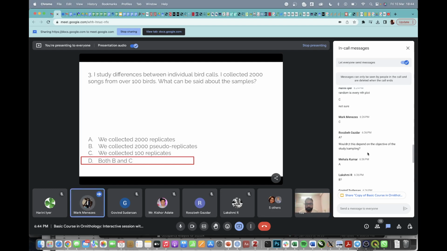Maybe I'm getting this wrong, but what I remember, he said if you have one peacock and you want to determine the length of the tail, and you measure the same individual's tail length 10 times, then those are pseudo replicates. So what I wanted to say for this question is, the very first call of each individual is the replicate, and all the subsequent calls are the pseudo replicates. Yes, this is what I meant, sir.